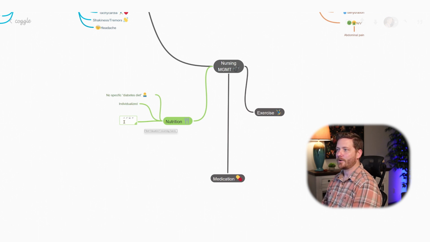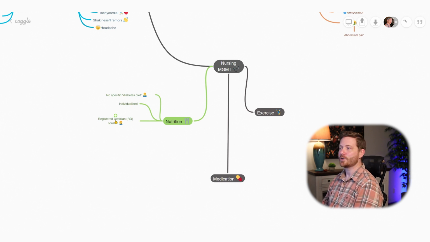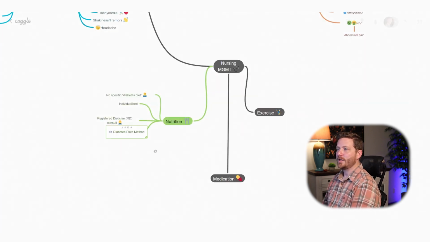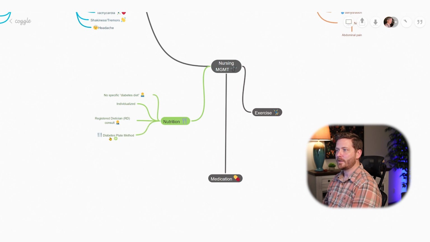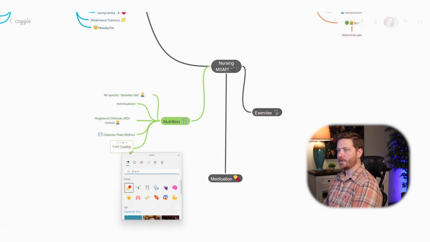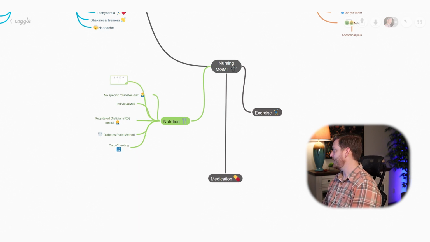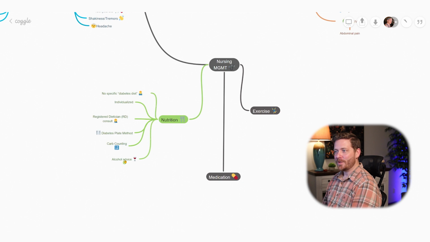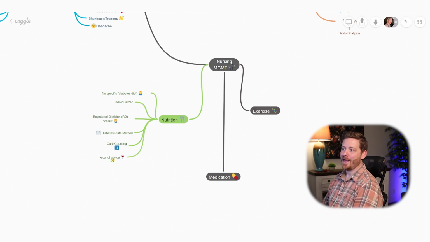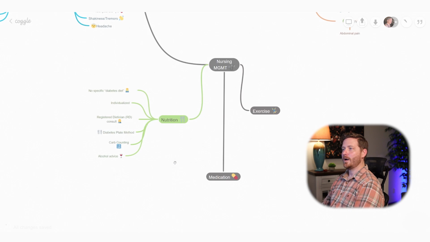Let's go ahead and add in our registered dietitian as well, because they'll usually be consulted and they'll be able to give the person a really good breakdown of what they need to be focusing on in their nutrition. And we'll also recommend that they check out the diabetes plate method, and we'll let them know that carb counting is a very simple approach. And I don't know, let's add in some numbers. Yeah, carb counting. And we'll let them know when to consume alcohol, if any, and to not get buck wild with it. All right, there we go.